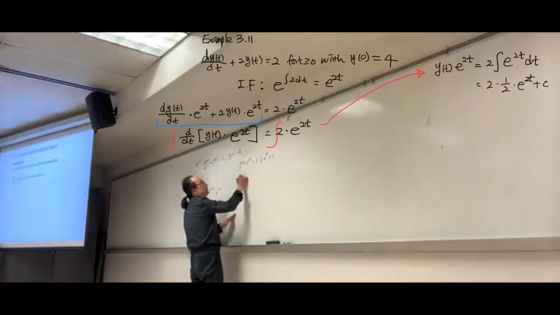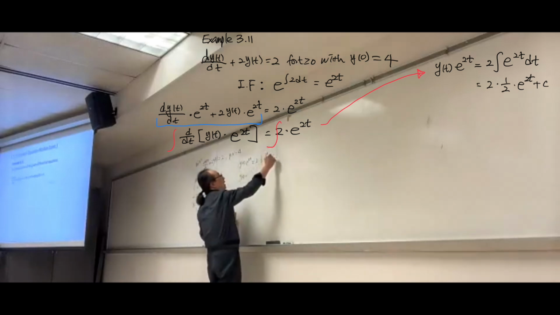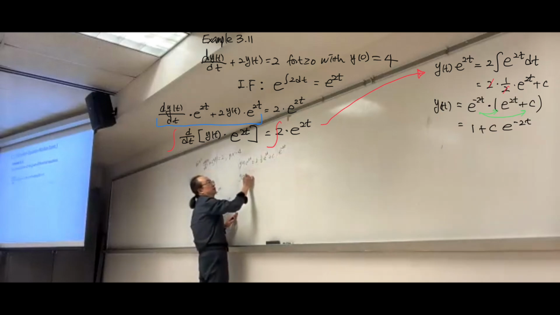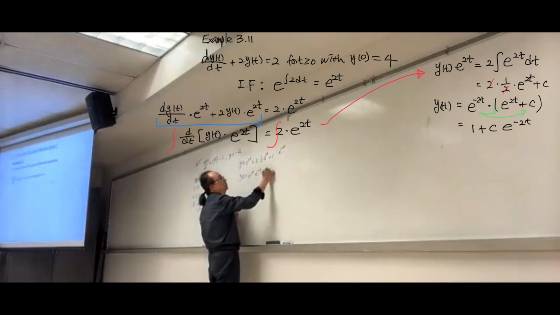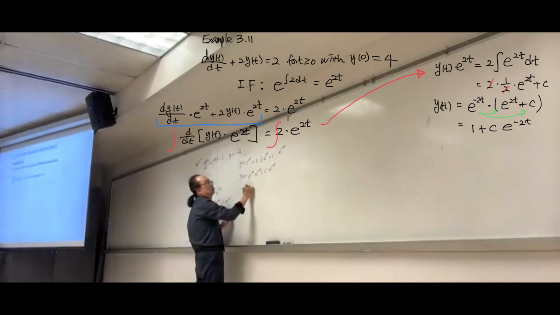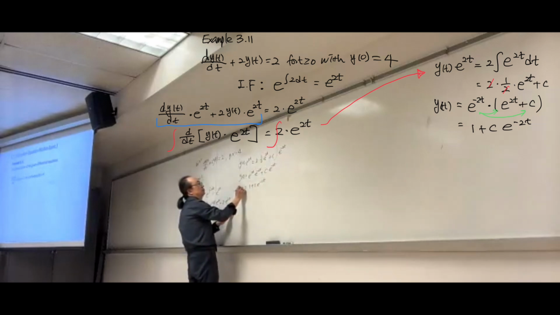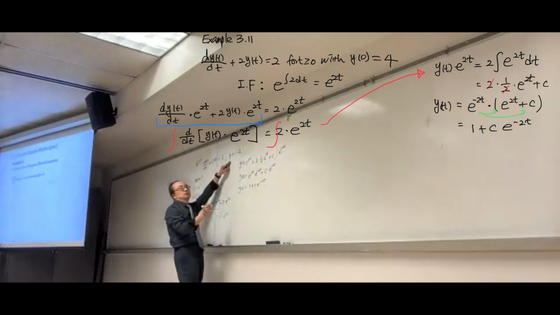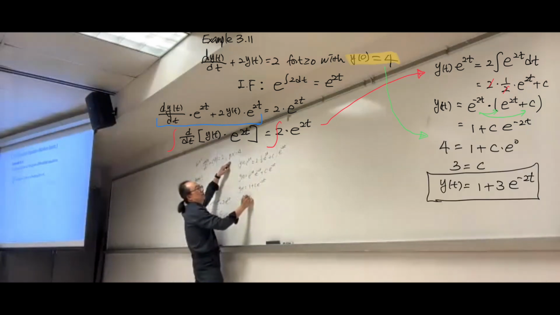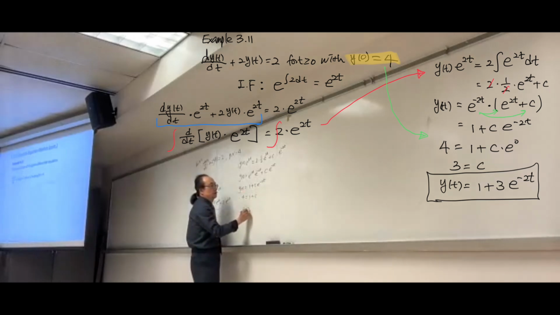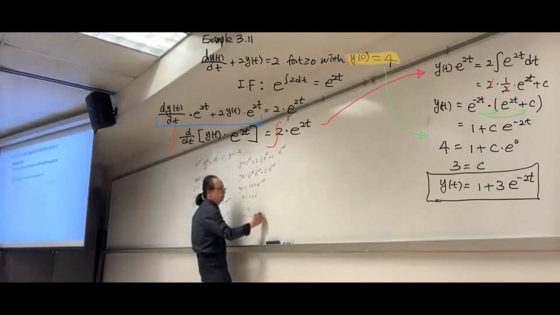We have y of t. Multiply everything times e to the negative 2t. Then we have e to the 2t times e to the negative 2t plus c times e to the negative 2t. That equals 1 plus c e to the negative 2t. Now we're going to use the initial condition y of 0 equals 4. 4 equals 1 plus c. e to the 0 is 1, so c is 3. Our answer: y of t equals 1 plus c e to the negative 2t.